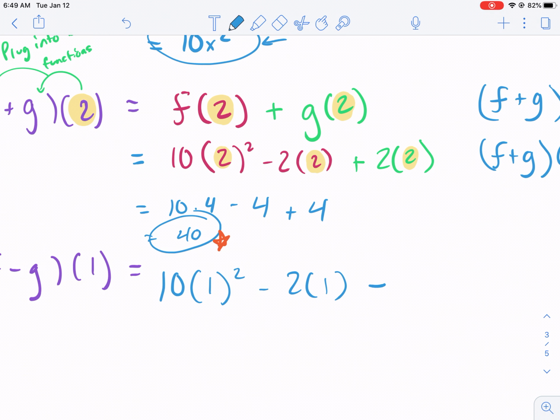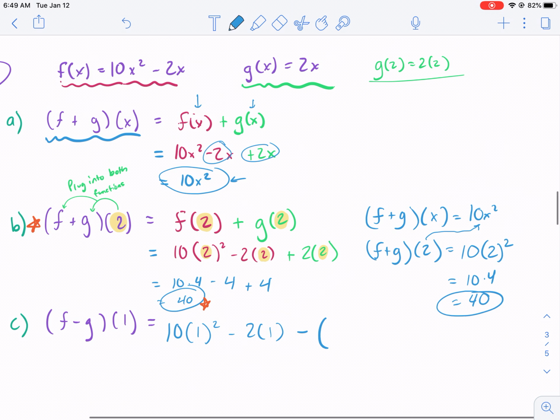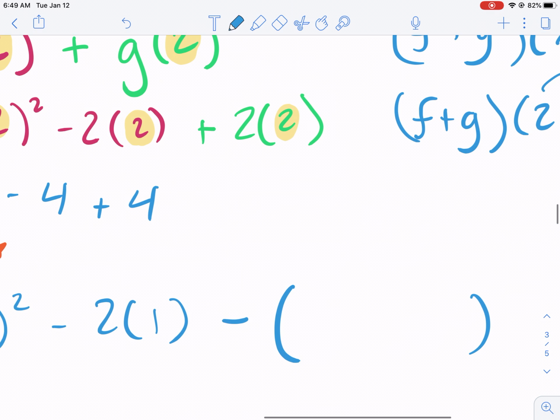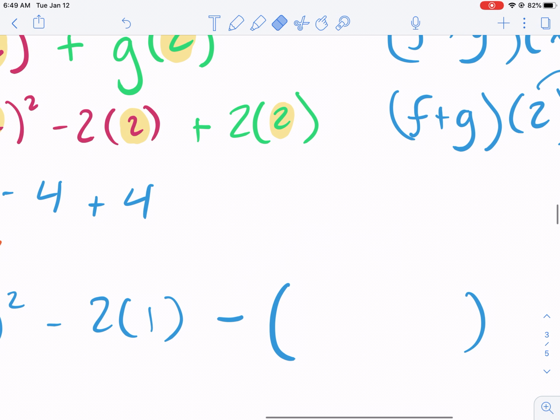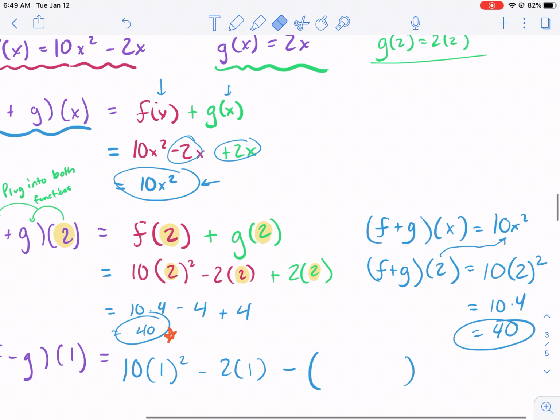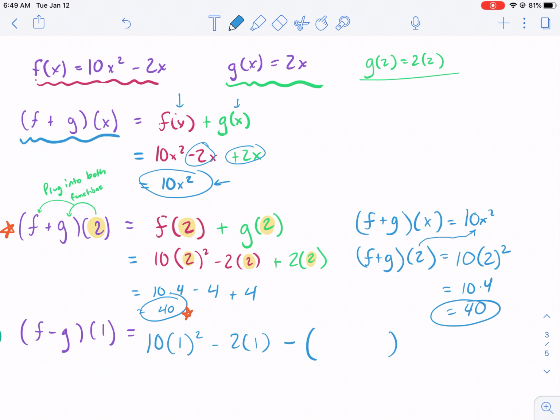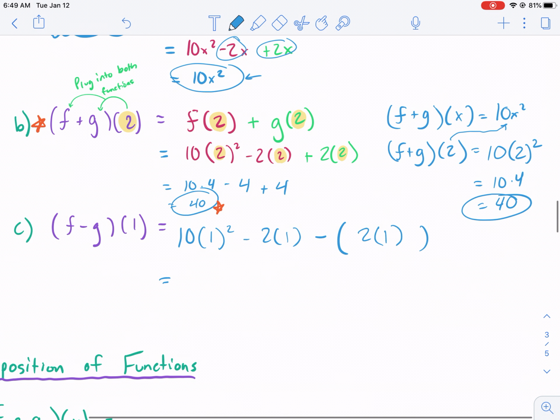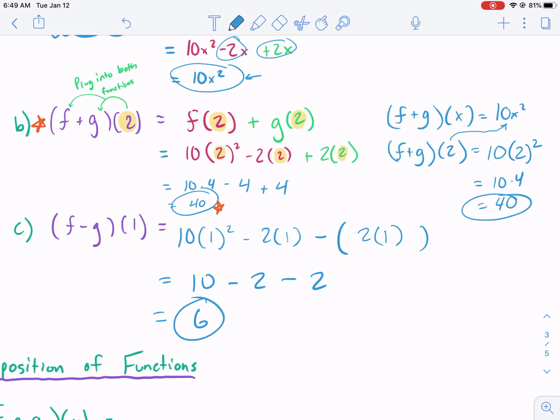But now I'm going to subtract, and it's very important that we put parentheses here, because we're going to be subtracting that whole value. So if there's addition or subtraction, we have to apply that minus sign and distribute if necessary. Be prepared for that. This one we don't have to because it's only one term, a monomial, but be prepared for that. And then we have 2 times 1 because we're replacing x with 1. We go from here. 1 squared is just 1, so we have 10 minus 2 times 1 is 2, so we have a little bit different answer. We have 6 this time because 10 minus 2 is 6.